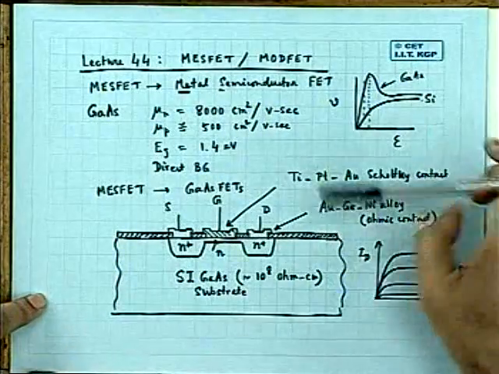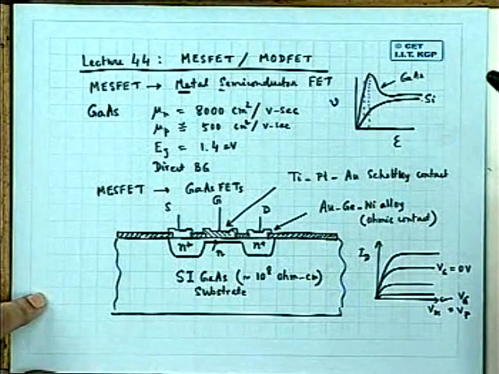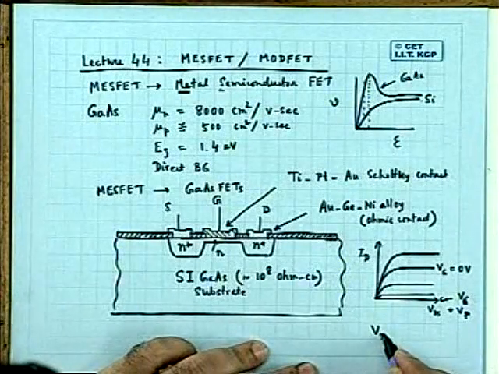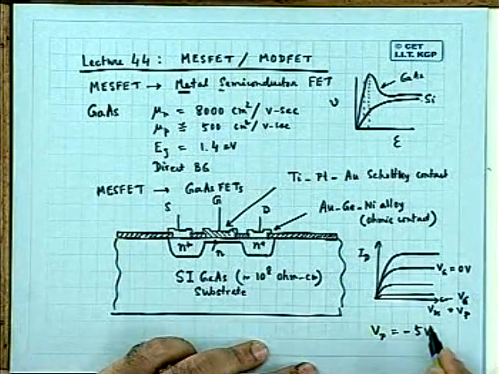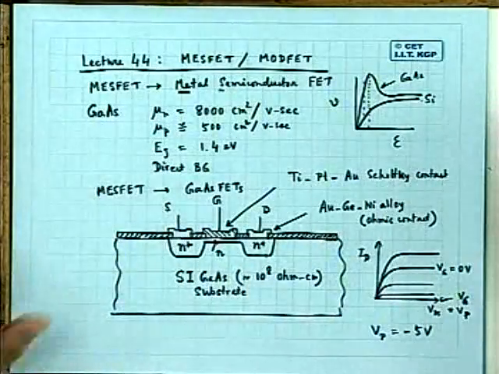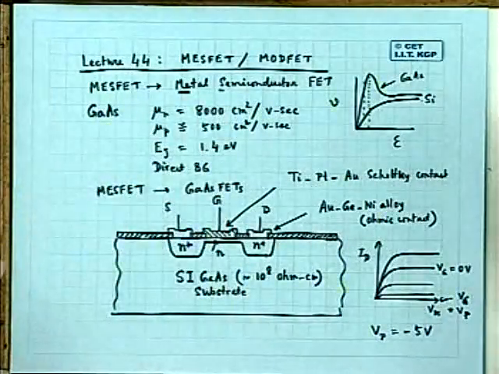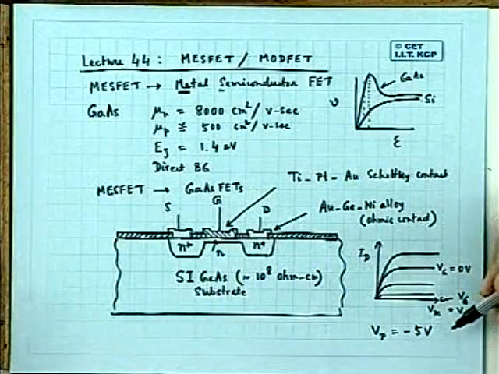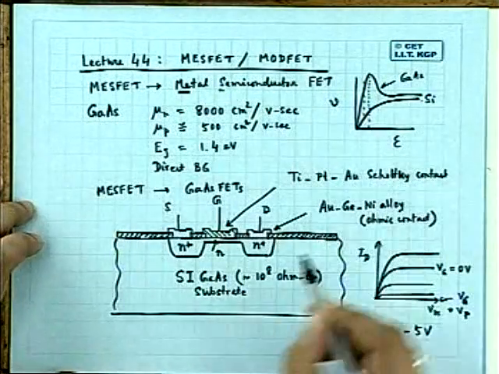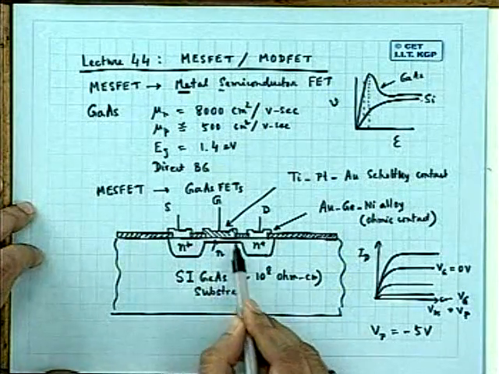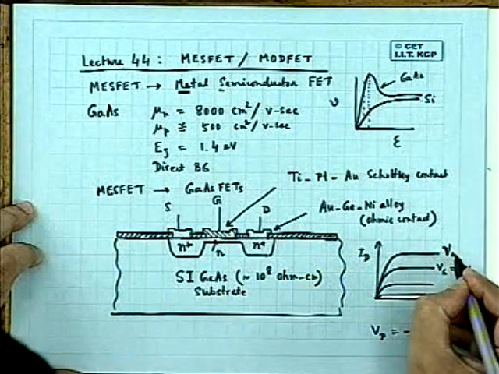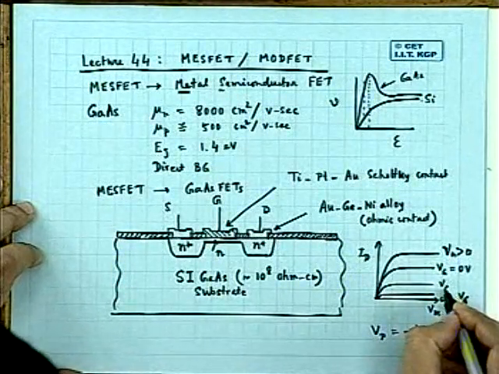To pinch off the channel, should the gate voltage be negative or positive? Negative voltage. So you have to apply a negative voltage. Vp may be, say, minus 5 volt or minus 3 volt, depending on the channel thickness, the thickness of this channel. Vp may be minus 5 volt, minus 3 volt, minus 1 volt. Okay? And you get a current flow, and this is for Vg greater than 0, and this is for Vg less than 0.